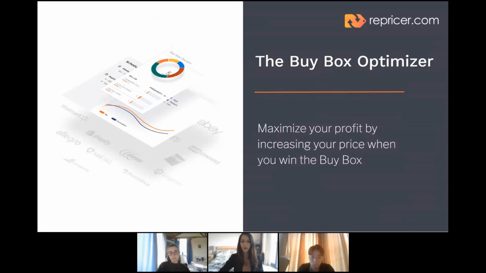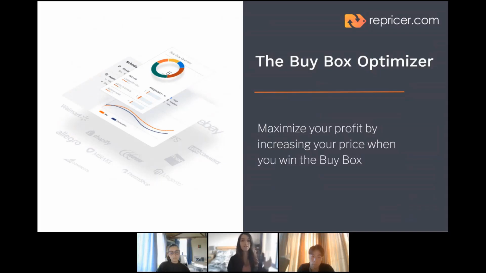So now I'm just going to talk a little bit about the buy box optimizer. Before I actually start talking about it, I also just want to let you know that this is a feature that's only available on Repricer Ultimate or Extreme. So if you can't find it, that's the reason why. If you think that's relevant to you, just let us know and we can let you know how to upgrade and have those options available there.